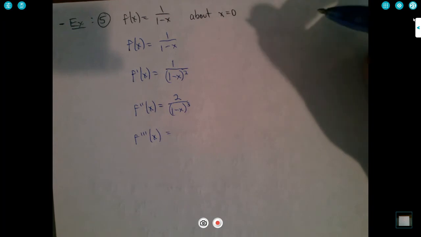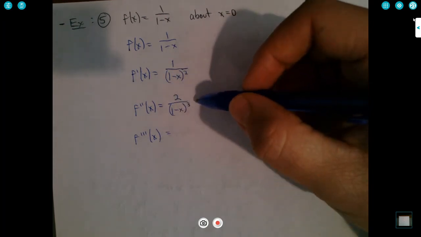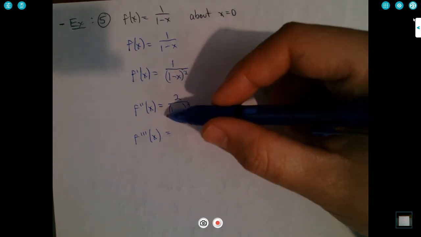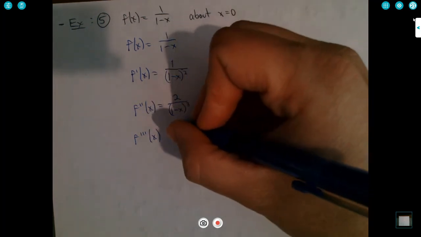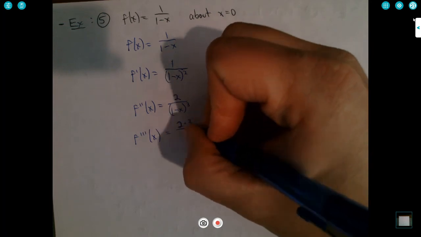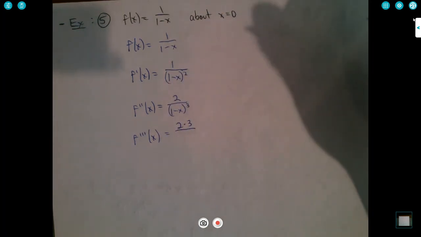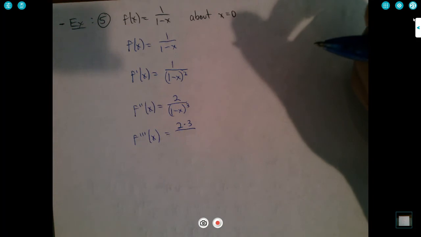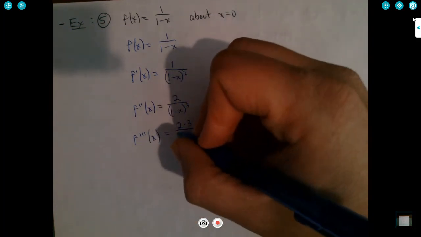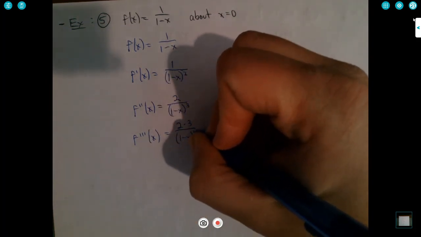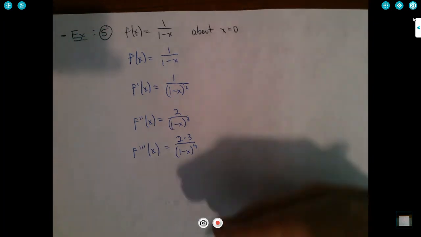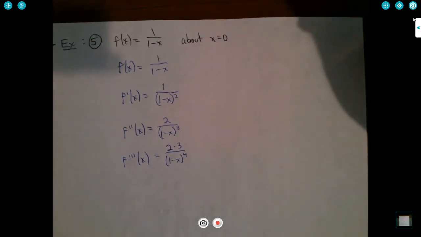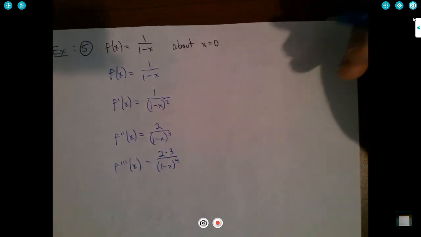f triple prime of x is going to be, this is 2 times 1 minus x to the negative 3, so it's going to be 2 times negative 3, but the negative is going to cancel. So it's really 2 times 3, and I'm just going to leave it like that. I feel like for the purpose of helping me establish a pattern a little bit later, this might be useful. Over 1 minus x to the 4th. I'm going to stop there and see if that is good enough. If I need more in order to figure out what the pattern is, then I'll get more.